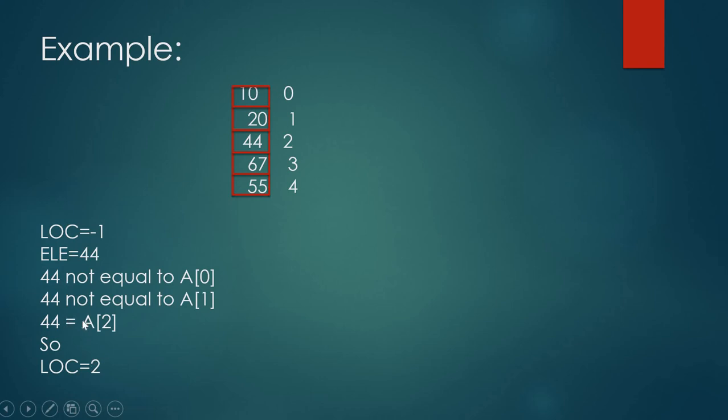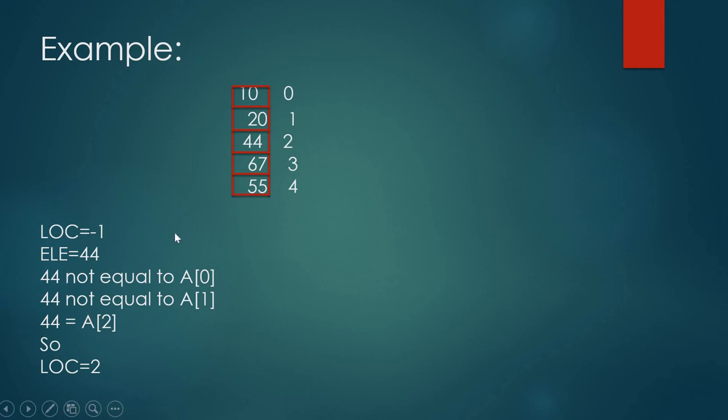That is, if ELE is equal to A of I, location is equal to I. Here 44 is equal to A of 2, so location is equal to 2. So it will print that location is equal to 2.